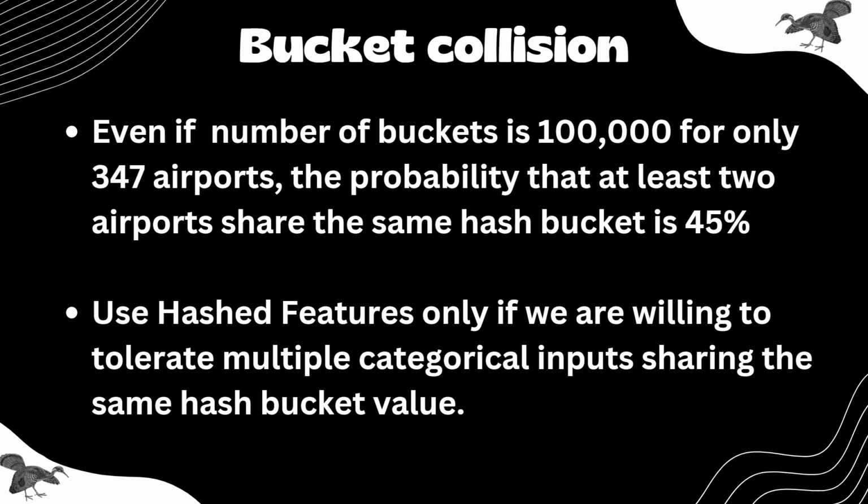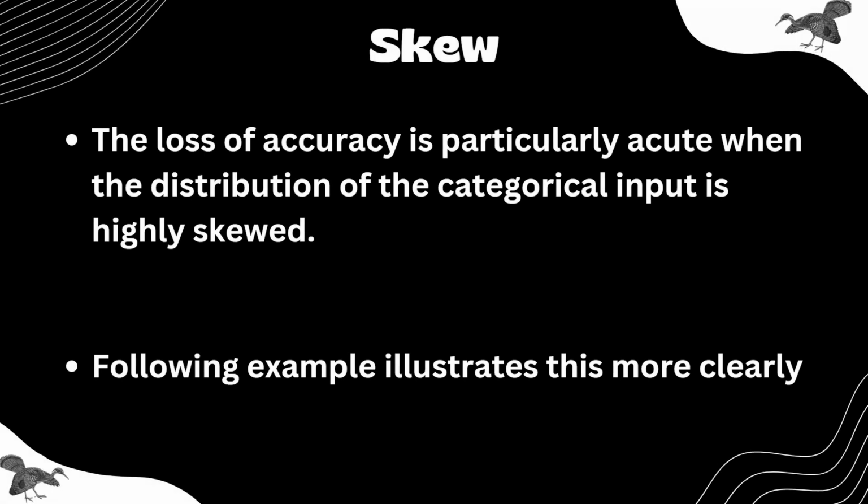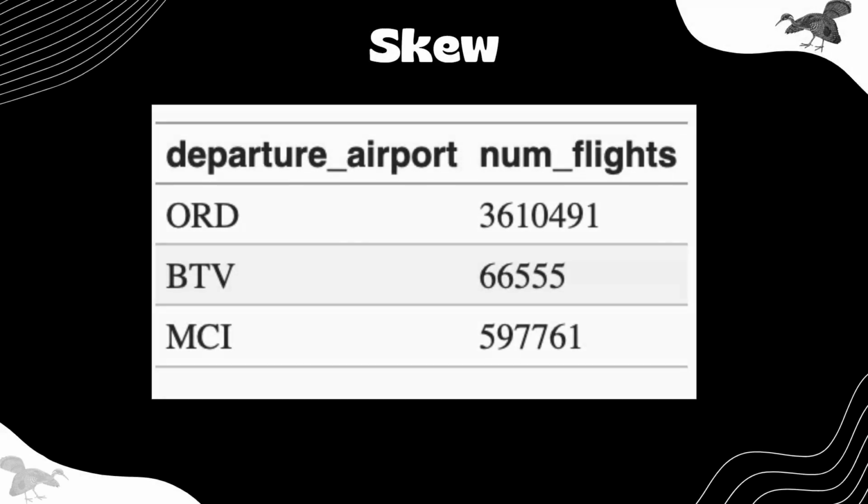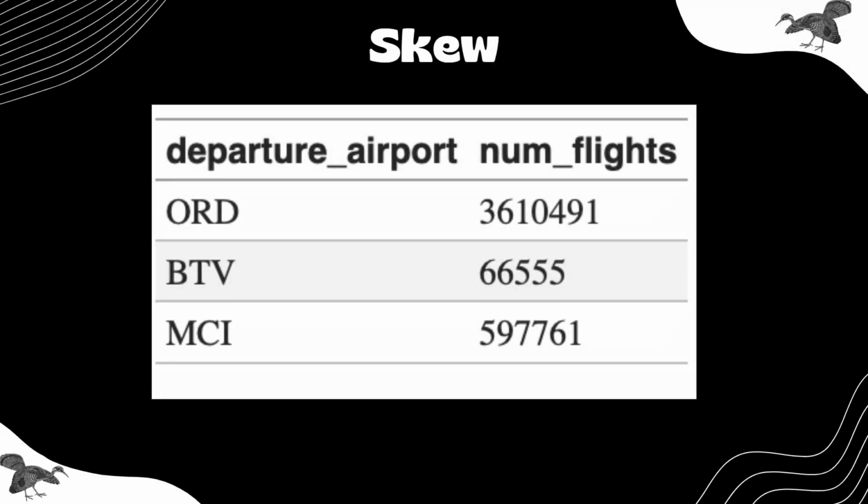So the book suggests that you do not use this pattern unless you are aware that some categories might collide with each other, even if they don't overlap directly. Another issue is skew. This shows up when we look at the model's accuracy, which might not be optimal for some airports, especially airports that fall into the same bucket with another airport that has more data than the rest.